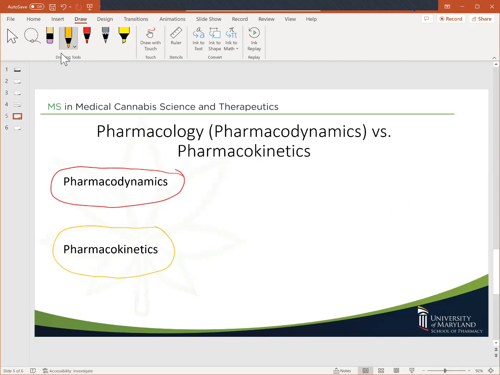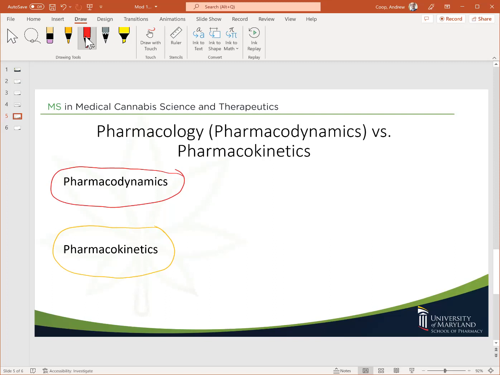pharmacokinetics. Now, what exactly is the difference between these? Well, pharmacodynamics, circled in red, is the action of the drug on the body. What are the effects of the drug on the body? But we've also got to think about it the other way around, and this is pharmacokinetics. Pharmacokinetics is generally the effects of the body on the drug.